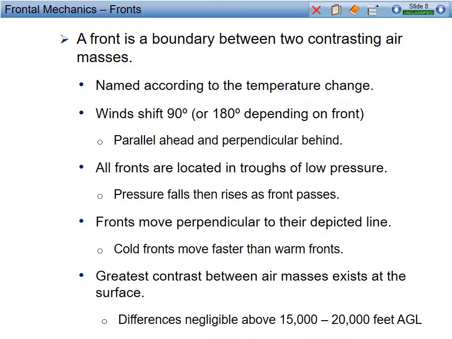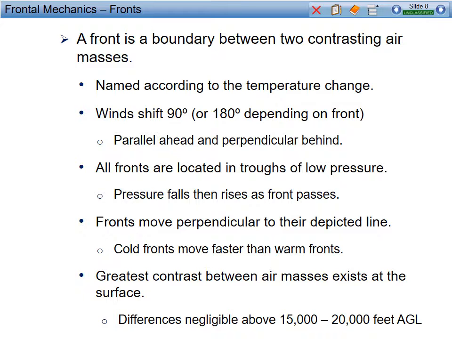All fronts are located in troughs of low pressure. In previous lessons, we saw the symbology for a low pressure trough as the dashed line. Oftentimes we see the front and not the dashed line because the front lies in the trough. That means that pressure will always fall and then rise as the front passes and be at its lowest point when the front is directly overhead that point on the ground. Fronts move perpendicular to their depicted line. So if the front is drawn from northwest to southeast, that means that it will move in a northeast direction.